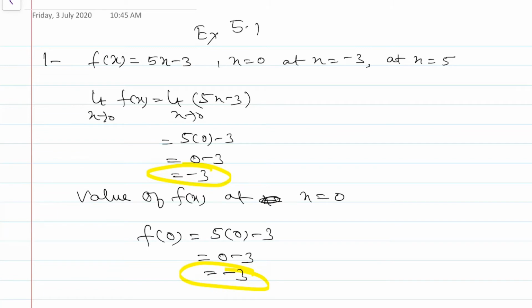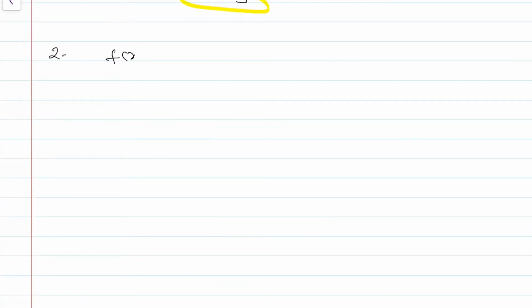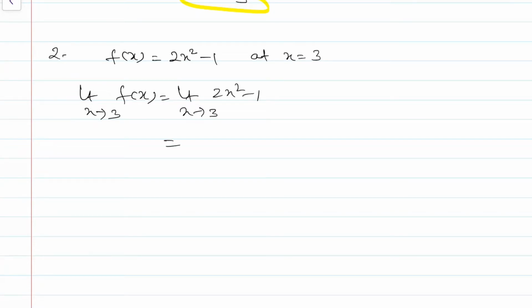Now we'll solve question number 2. Question 2 is examine the continuity of the function f(x) is equal to 2x square minus 1 at x is equal to 3. This function is also a polynomial function, and we know that polynomials are always continuous, but we have to check it as per the problem. So first we'll find the limit. Limit x tends to 3, f(x) is equal to limit x tends to 3, 2x square minus 1. As this limit is defined on both the sides, so we can directly substitute the value. 2 into 3 square minus 1, 2 into 9 minus 1, 18 minus 1 is equal to 17.